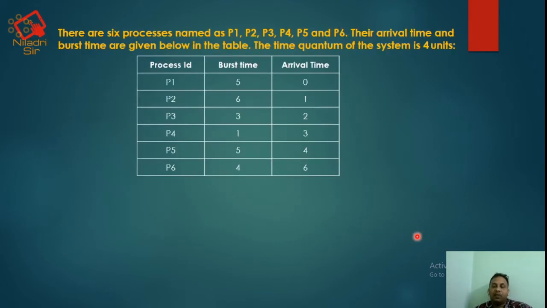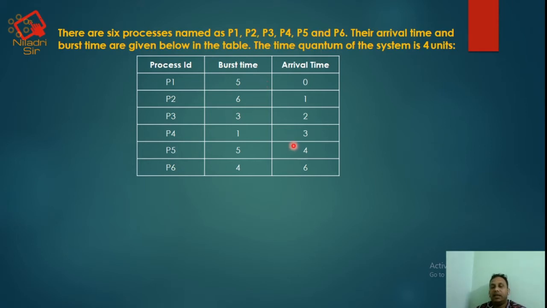So now this is a problem we have to solve using the round robin scheduling algorithm. In the previous lectures, we have already done priority scheduling, first come first serve, shortest seek time first, and shortest remaining time first. Today we'll do this problem using round robin. As you can see, there are 6 processes P1, P2, P3, P4, P5 and P6, and the burst time and the arrival time are given.